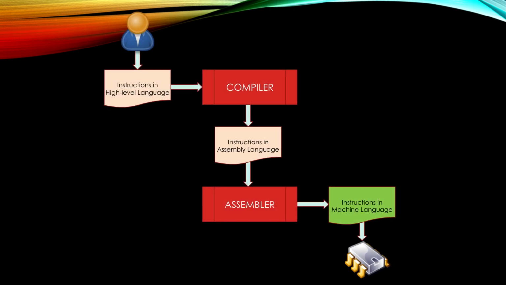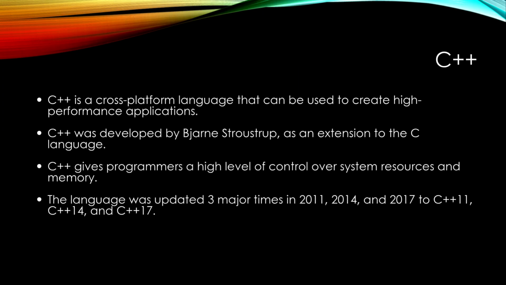See next slide. C++. C++ is a cross-platform language that can be used to create high-performance applications. C++ was developed by Bjarne Stroustrup as an extension to the C language. C++ gives programmers a high level of control over system resources and memory. The language was updated three major times, in 2011, 2014, and 2017, to C++11, C++14, and C++17.